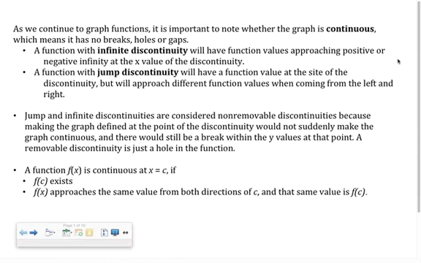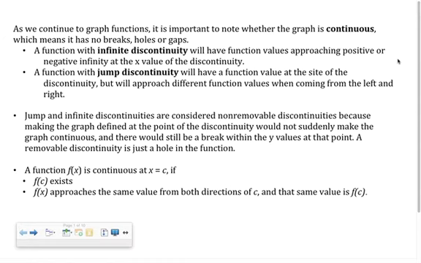And we're also going to be talking about end behavior, meaning how does this graph behave as it goes all the way to the left, and how does this graph behave as it goes all the way to the right. So first we're going to talk about whether a graph is continuous and how we can test whether it's continuous. And if it's not continuous, we can test what kind of discontinuity it is.